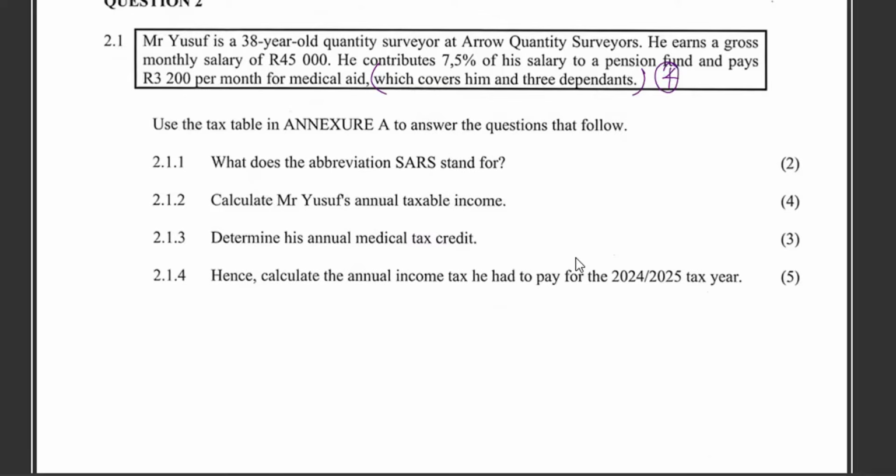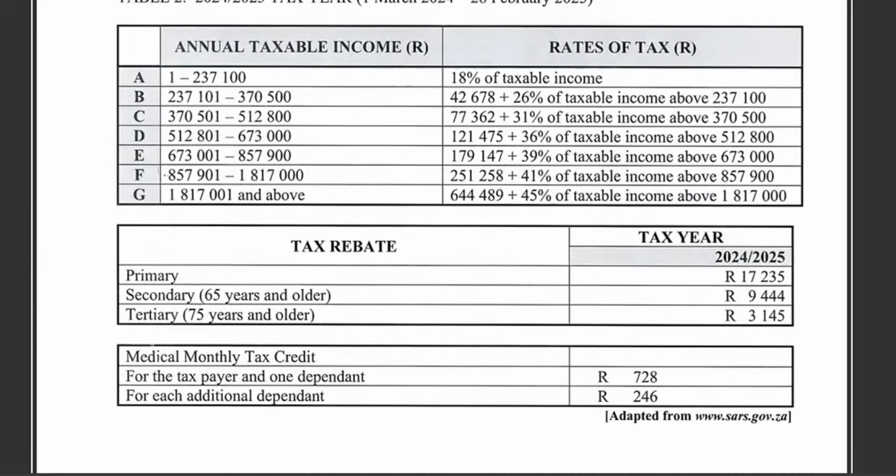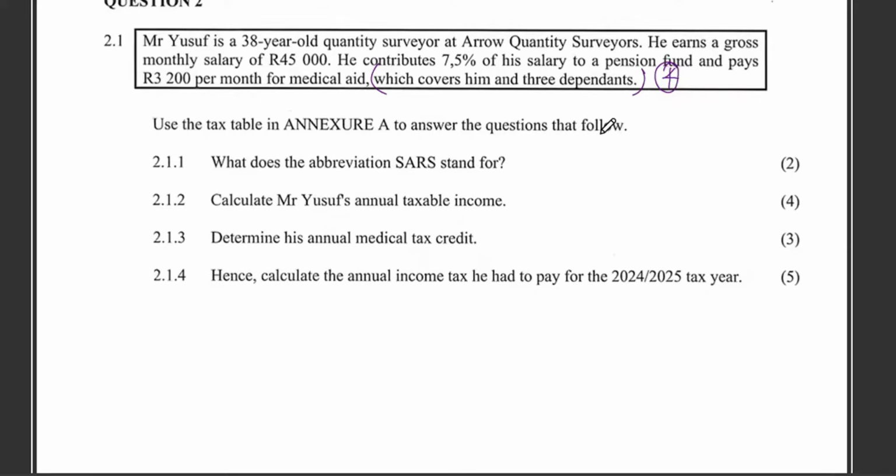Keep it in mind when we are starting to look for medical tax credits. Use annexure A. Let's look at annexure A. Wonderful. That's how it will look like. Then, what does the abbreviation SARS stand for? S is for South, A is for African, R is for Revenue, and the other S is for Service.